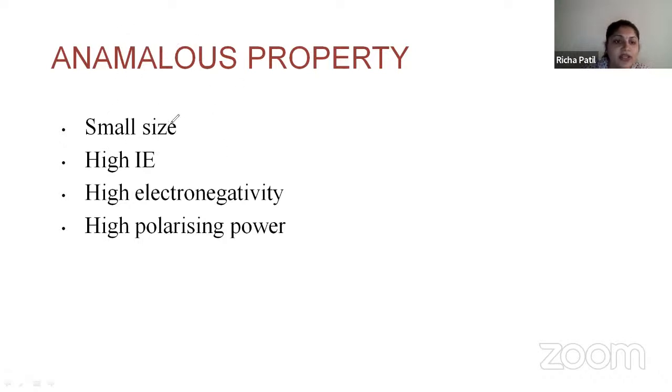So these are the reasons why the first element, lithium, shows anomalous behavior as compared to the other elements. And in group 2, beryllium shows anomalous behavior as compared to the other elements. So it is due to these reasons.